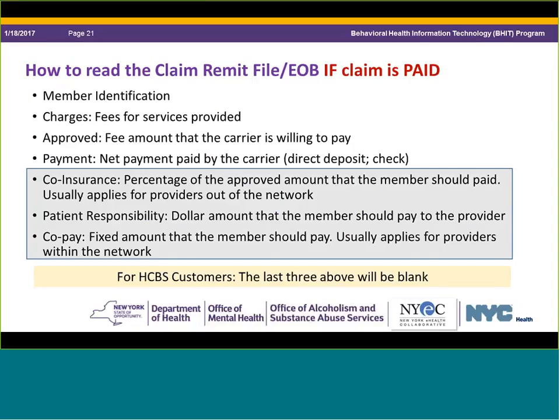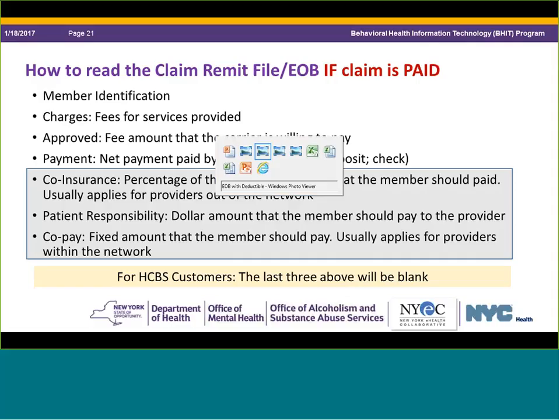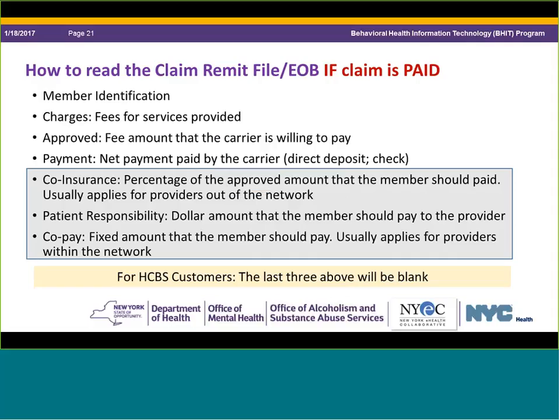Right. And the reason why we're mentioning all these other fields is because the EOBs won't change. The EOBs are the EOBs, whether it's for HCBS services or any other service. So there will be columns for the coinsurance and the copays. It should always be 0 for HCBS services, but it's good to know what they mean. So HCBS recipients are also going to receive an EOB from the MCO? That is correct. Oh, good. All right, good to know.